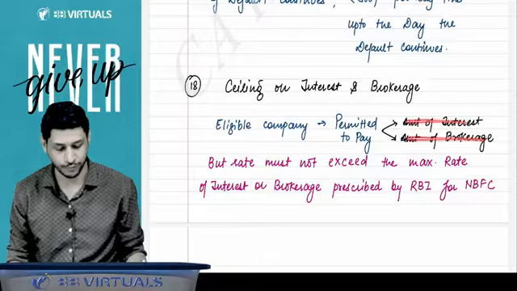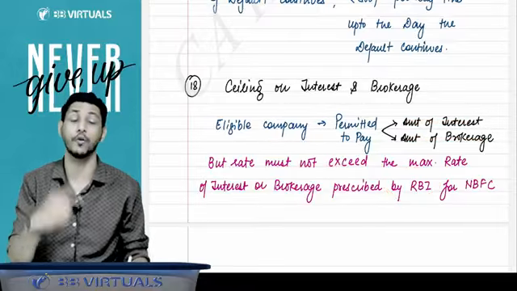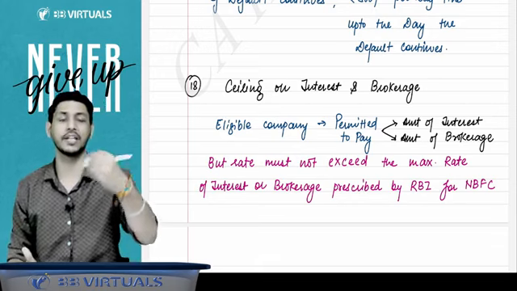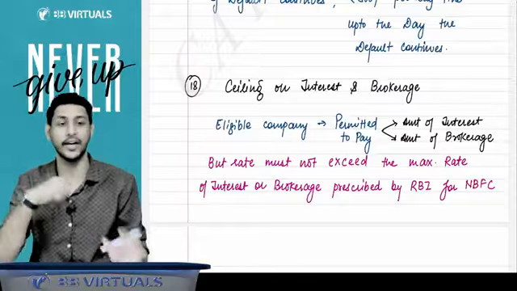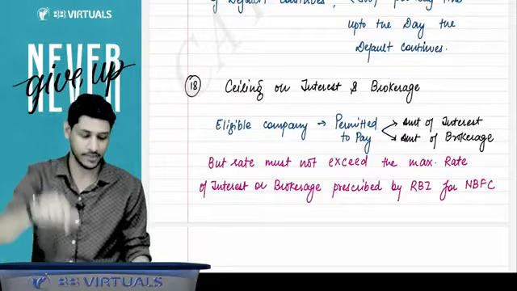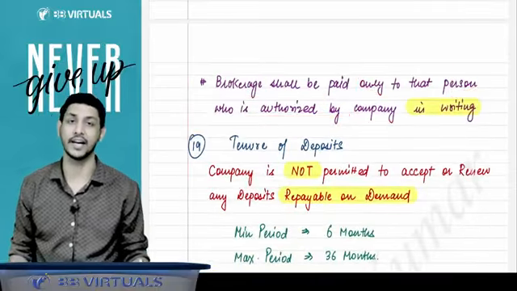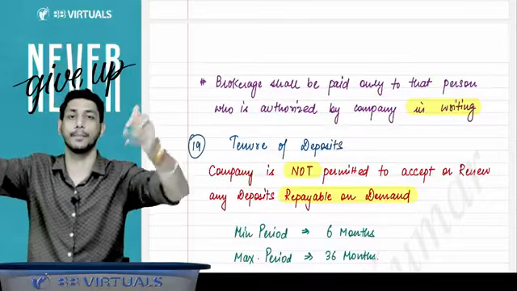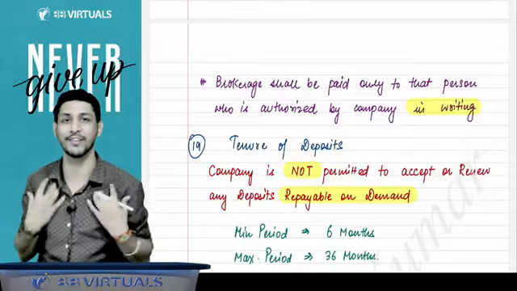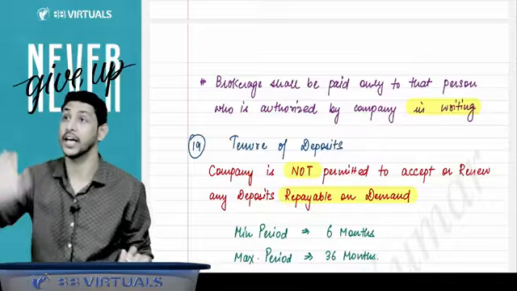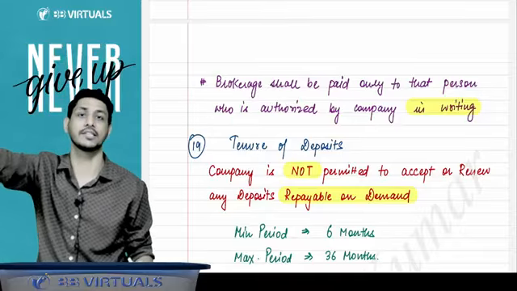So the amount of interest and brokerage should not exceed the maximum rate which is prescribed by the RBI for NBFCs. The rate RBI has prescribed for NBFCs, your rate should not exceed that. And brokerage shall be paid only to a person who is authorized by the company in writing, not to any person who says, I'll go to Reliance, I have brought this person as a depositor, give brokerage to me. You will not get any brokerage. If the company has authorized you in writing, only then will you get the brokerage for bringing investors to that company.